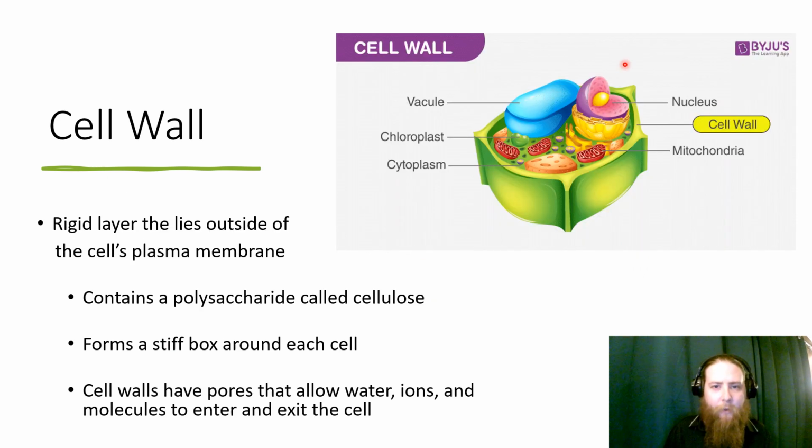All right, first up, the cell wall. This is a rigid layer outside of the cell's plasma membrane. It is made of a polysaccharide called cellulose, and it forms a stiff box around each cell. Cell walls have big pores in them, the same way that the nucleus does, to allow water, ions, and molecules to enter and exit the cell. These guys still have the cell membrane underneath of this, so they still are selectively permeable, even with these large holes in the cell wall. These guys are still maintaining a nice internal environment.